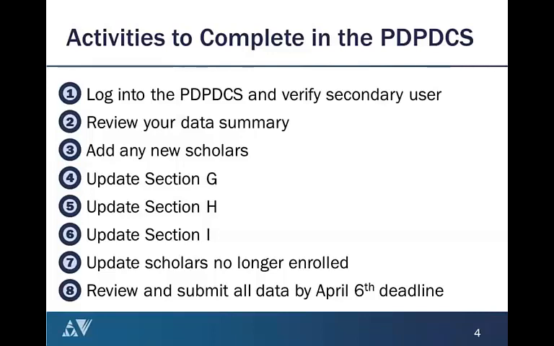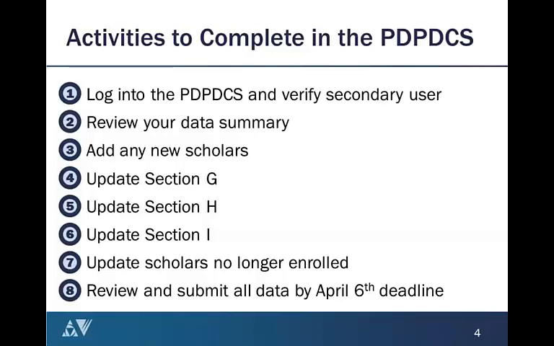We'll touch on that. Then we'll look specifically at sections G, H, and I of the scholar record, because those are the areas where you'll need to be going in for all of your scholars that are enrolled and updating and entering information about the budget year that you'll be reporting on, and just making sure all of the service obligation information is accurate. We'll then talk about scholars who are no longer enrolled in the program and how you need to exit them or assign them a status of graduated, and the information you need to provide about those scholars. And then finally, we'll wrap up this section by talking about making sure you've reviewed your data and submitted all of your data by that April 6th deadline.